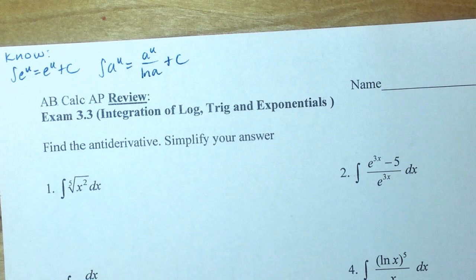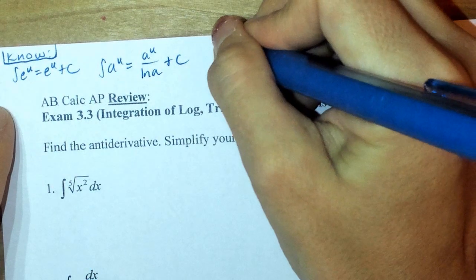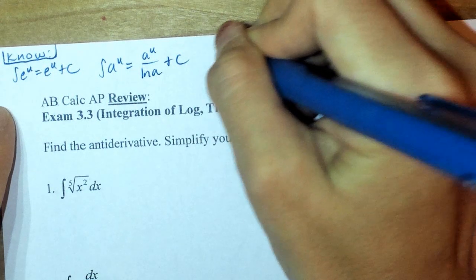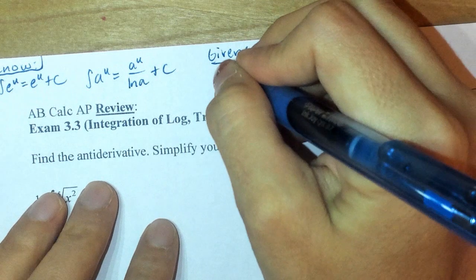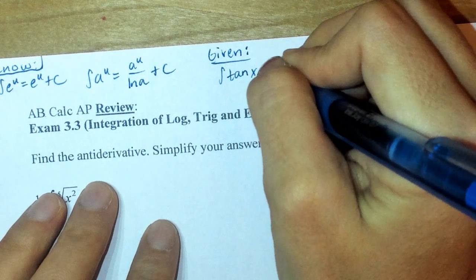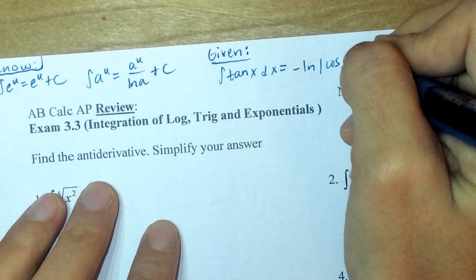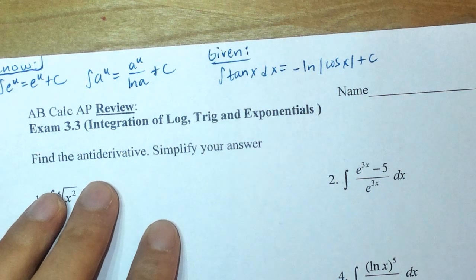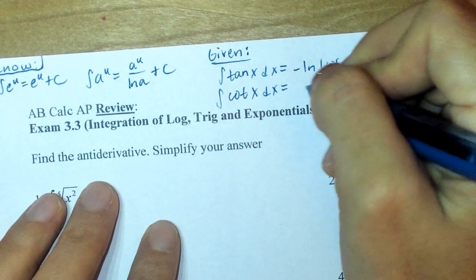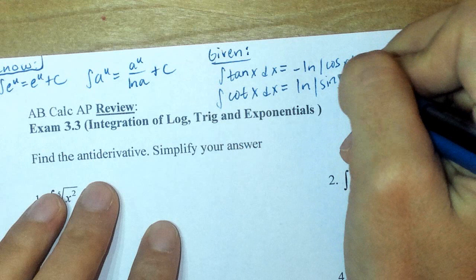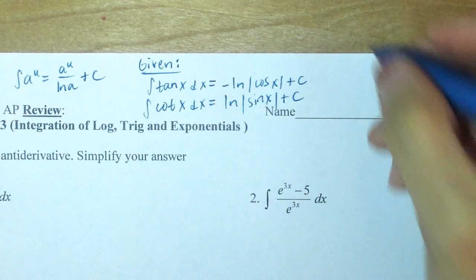That's that. Now the ones that you don't have to memorize, these are the ones that are given. So they're right here. The integral of tangent x dx equals negative ln cosine of x plus c. Integral of cotangent of x dx equals ln sine of x plus c. You can write those down. Again, I'm going to give those to you guys.